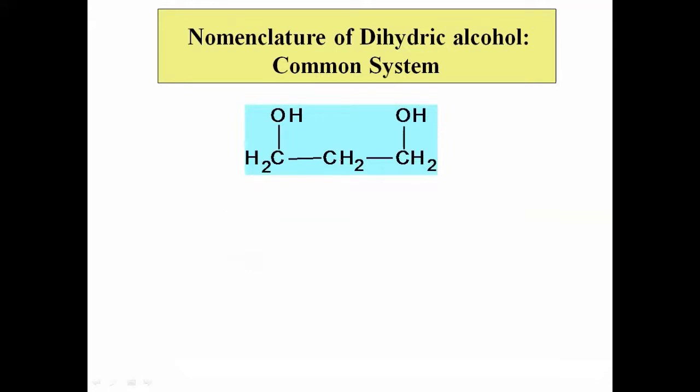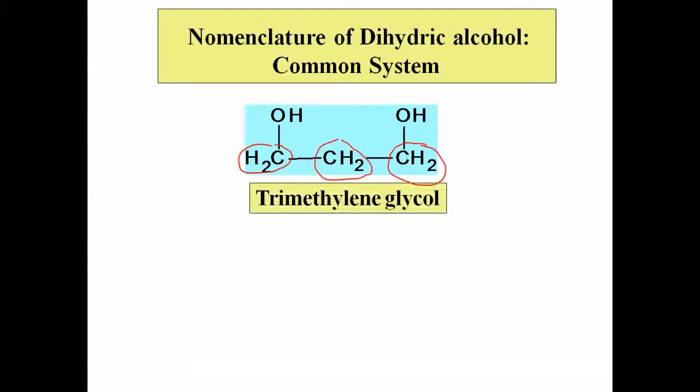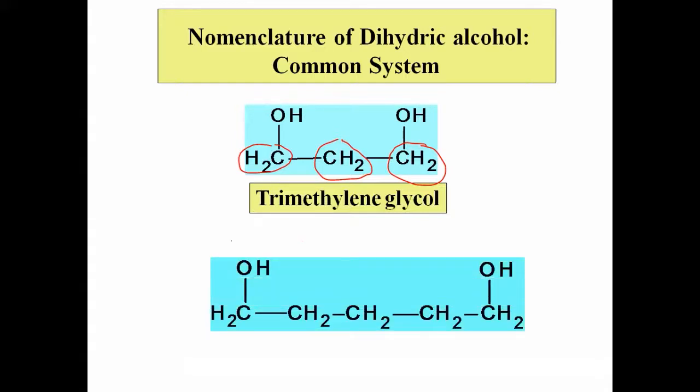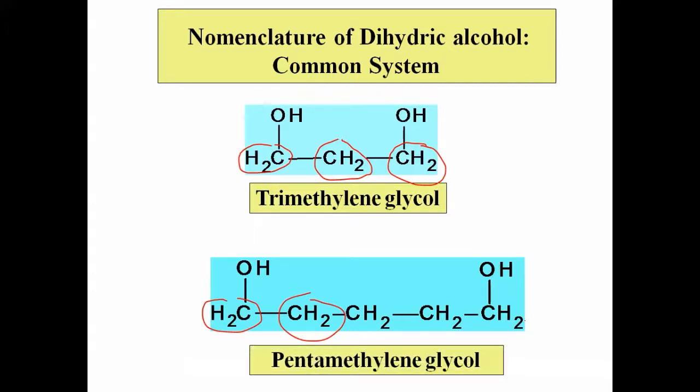Then dihydric alcohols are named as polymethylene glycol. How many CH2 groups are there? There are three methylene groups. Therefore, it is called trimethylene glycol. Then let us see one more example. Here also two OH groups are present on the terminal carbon and there is no branching. But how many methylene groups are there? 1, 2, 3, 4, and 5. Therefore, it is pentamethylene glycol. There are 5 methylene groups. There are 5 carbon atoms in the chain. Therefore, it is pentamethylene glycol.